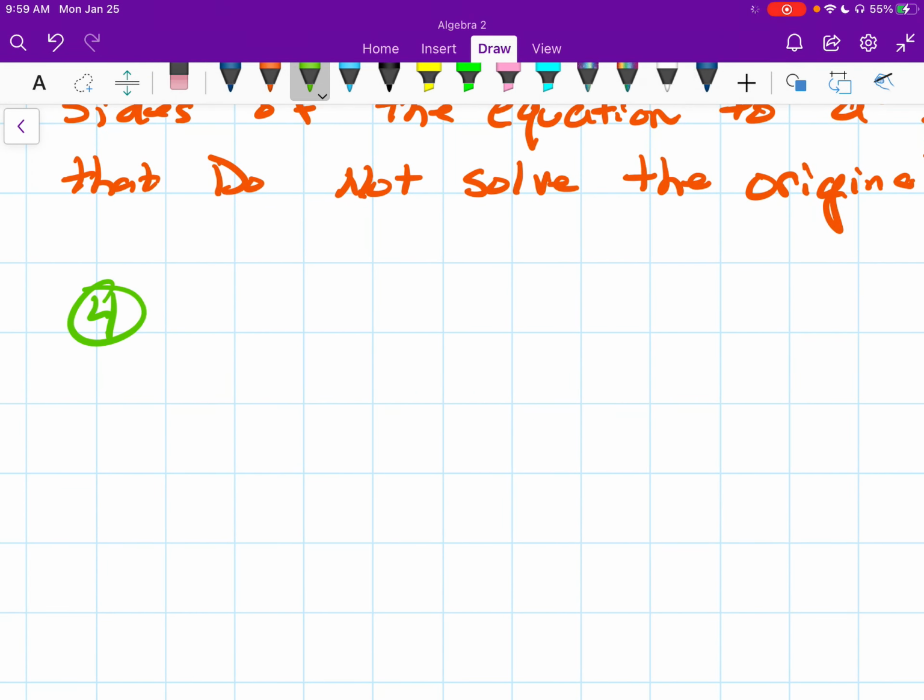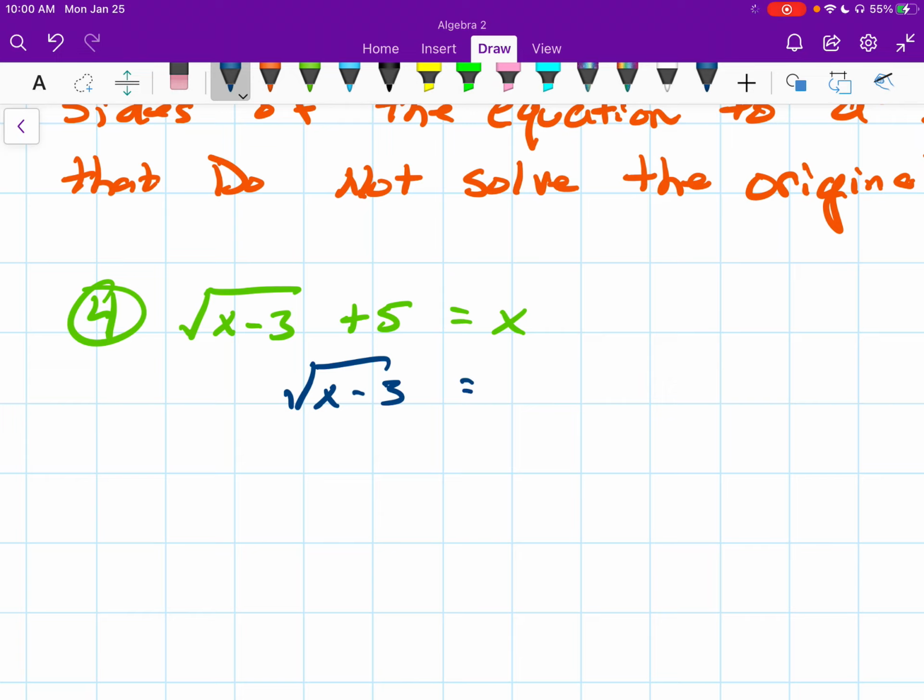Example number 4, we're going to have root x minus 3 plus 5 equals x. Now this one is a little bit more complicated than last time because we have 2 x's in there. It's not just the x underneath the root, but we have the x that's not underneath the root also. Just like last time, we're going to try to get our root by itself. So I'll have root x minus 3 is x minus 5.